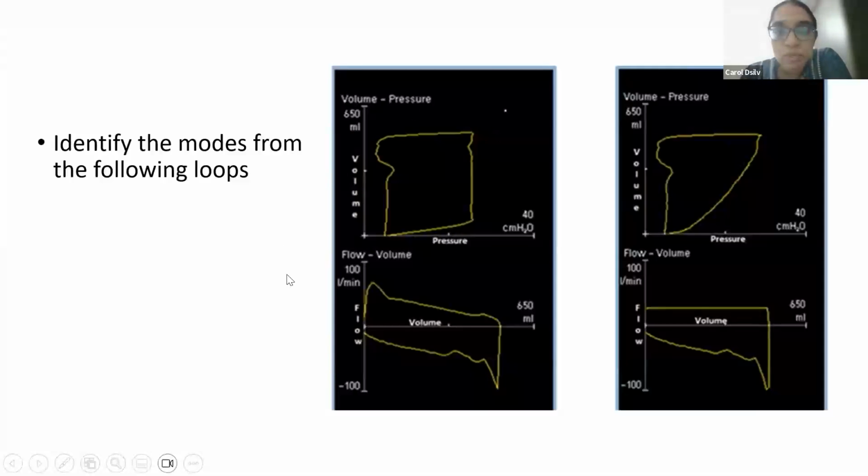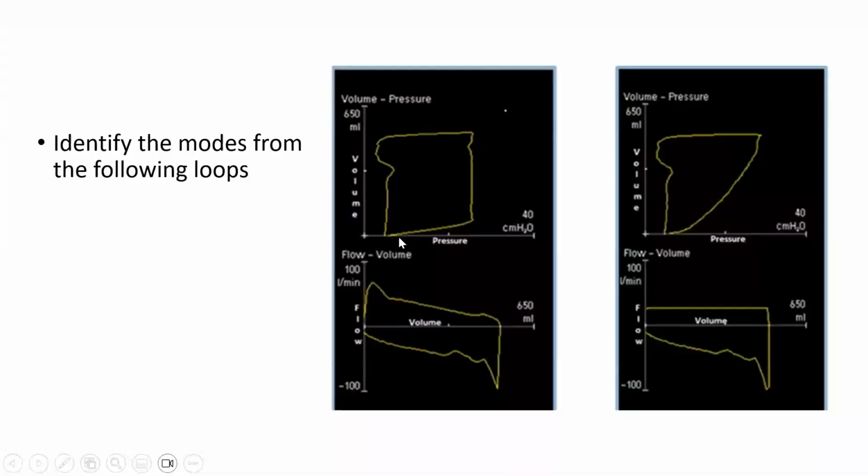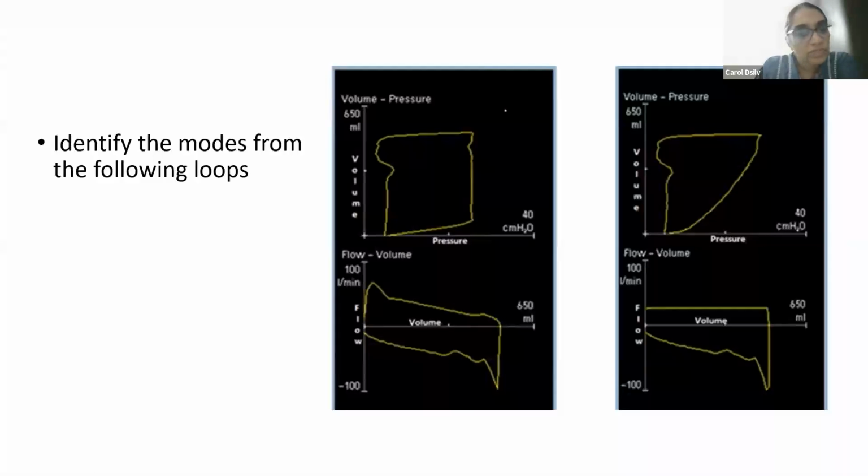First, can you tell me what is this loop? What is the first loop? Pressure volume loop. Okay, so pressure is on your x-axis and volume is on your y-axis. A loop basically scales one variable against another, not against time. So commonly you have your pressure volume loops as well as your flow volume loops.